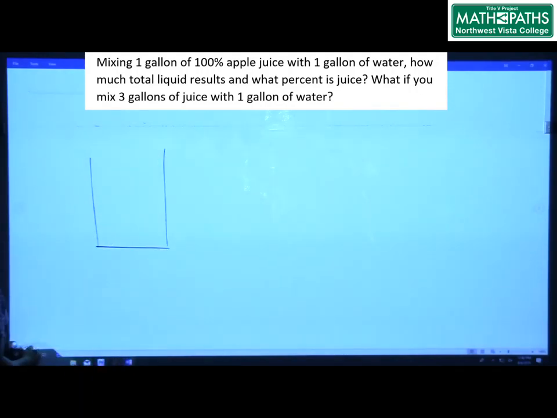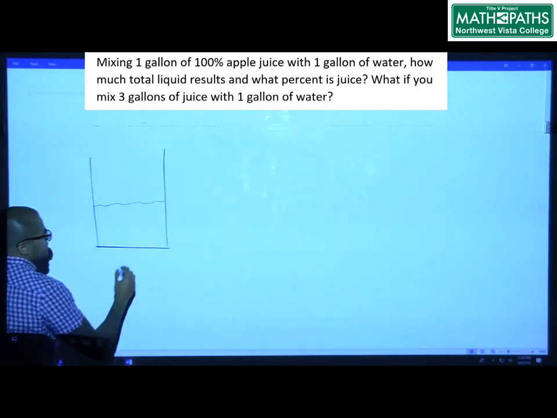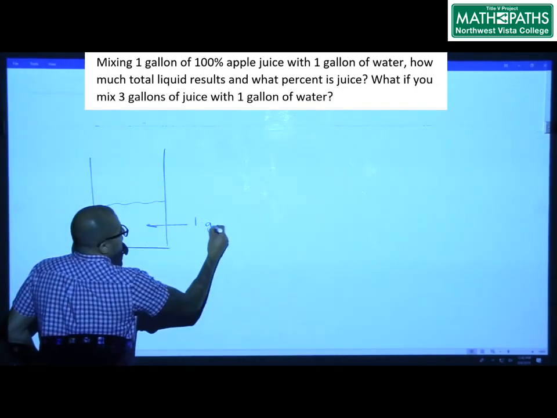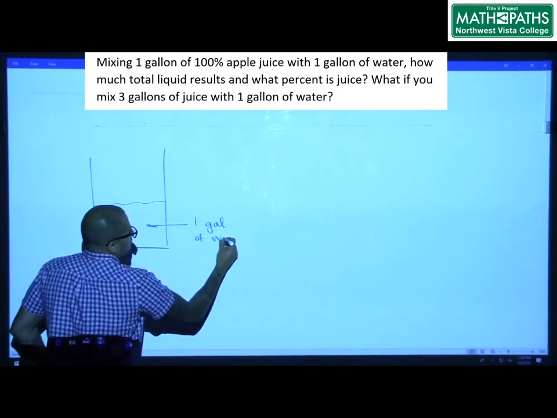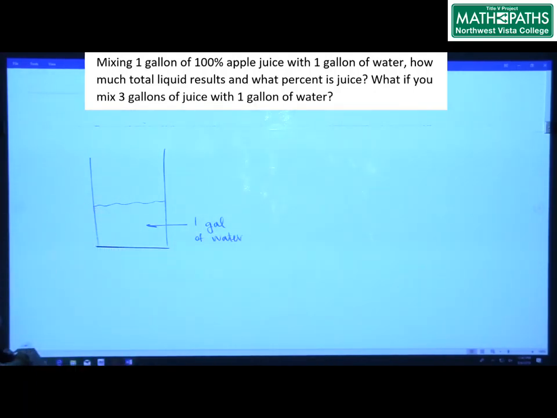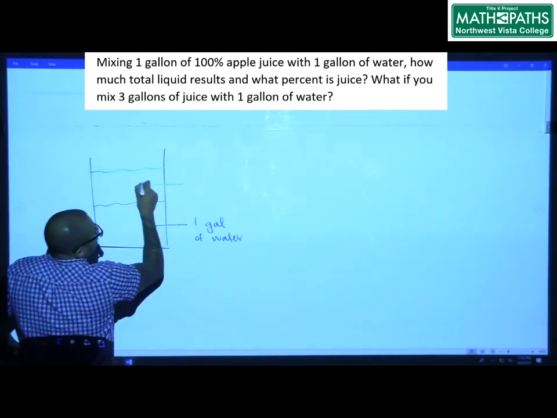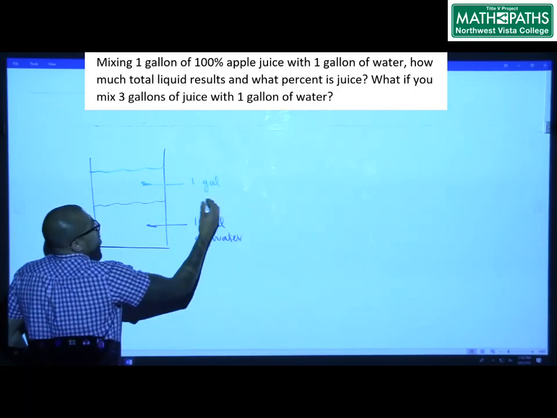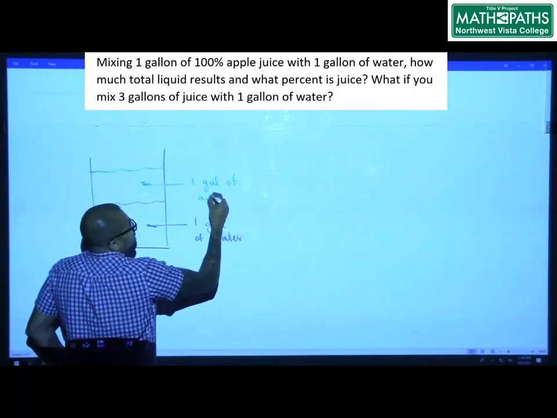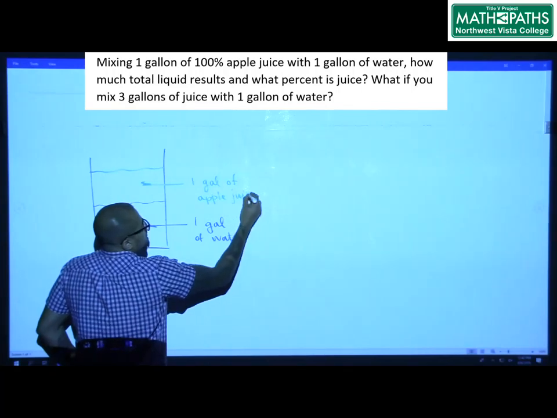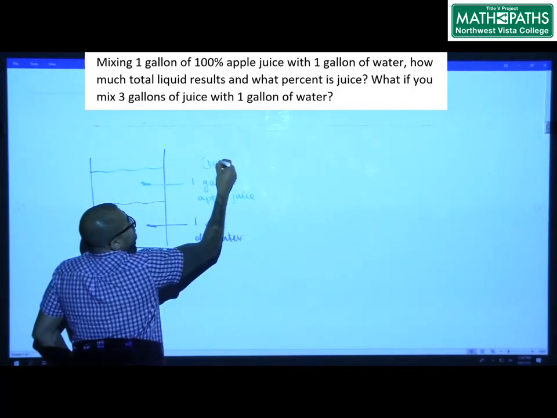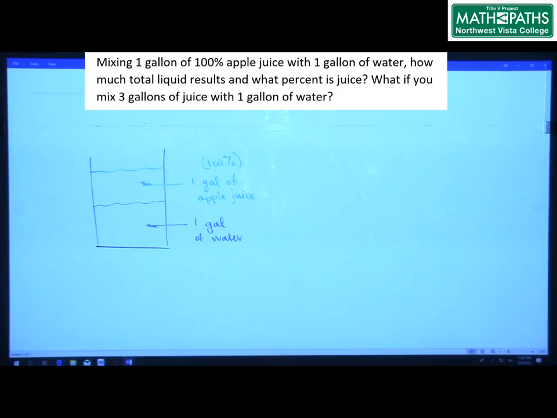So here's our container that's going to hold our liquid. First, we're starting with water. And it says that we have 1 gallon of water. And then to that, we're going to add juice. So this is 1 gallon of apple juice, and it's 100% juice. That's important because later, when we do some where maybe that is watered down, that'll make a difference in our answer.